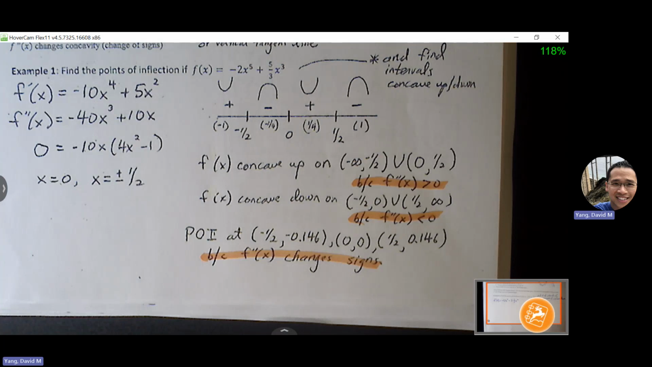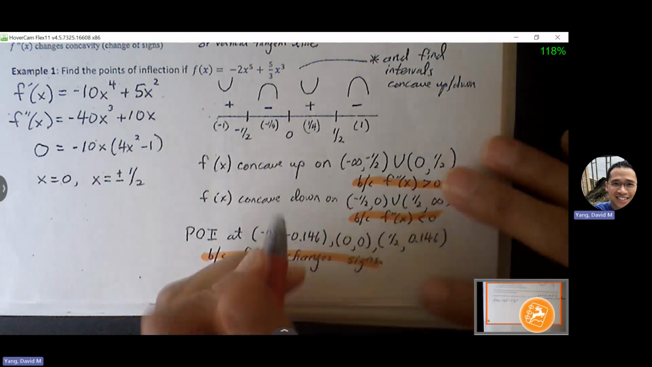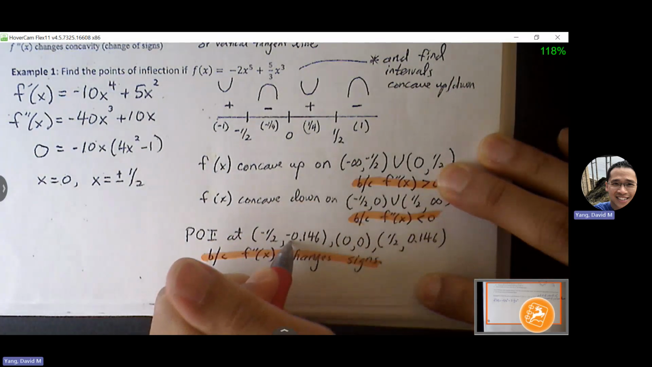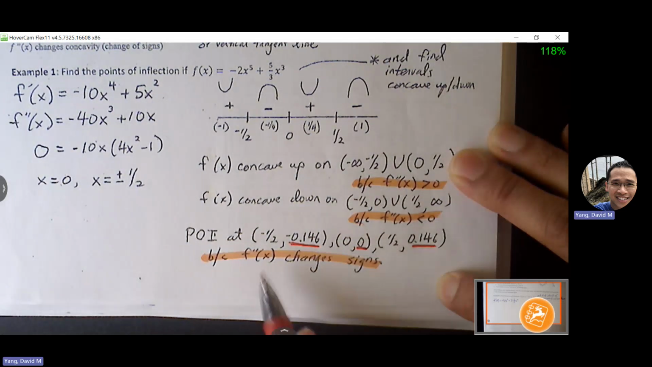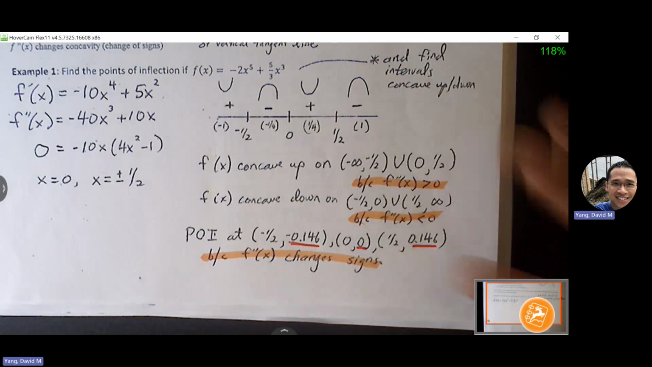Okay, so our function is concave down on the second and fourth interval, from -1/2 to 0, and then from 1/2 to infinity, because f double prime is less than 0. That's the reasoning, justification for why the graph is concave down. And then the points of inflection, those y values are found by plugging them back into the original function. So sometimes I will just ask you for the x value, but if I ask you for the y values as well, then you would insert these back into the original function to get their ordered pairs.